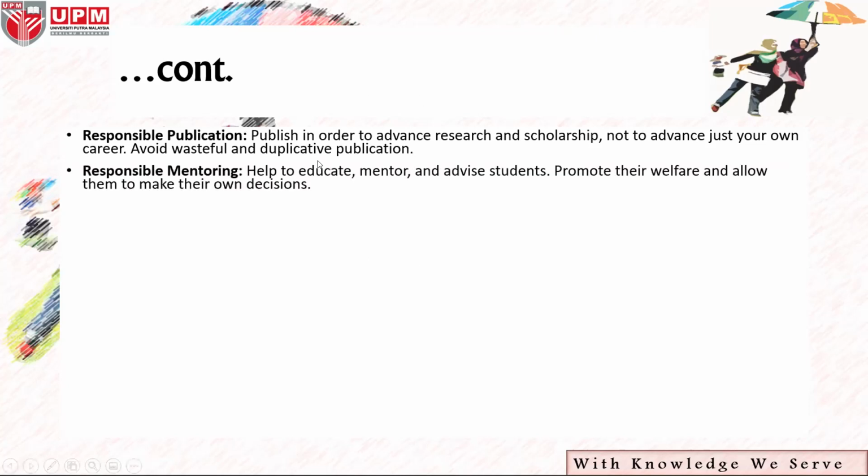Okay, and then responsible mentoring: help to educate, mentor and advise students, promote their welfare and allow them to make their own decisions. So this one is for supervisors. Supervisors have their own research interests, but to make things ethical, let the students choose what areas they want to study. And then respect for colleagues: respect your colleagues and treat them fairly.